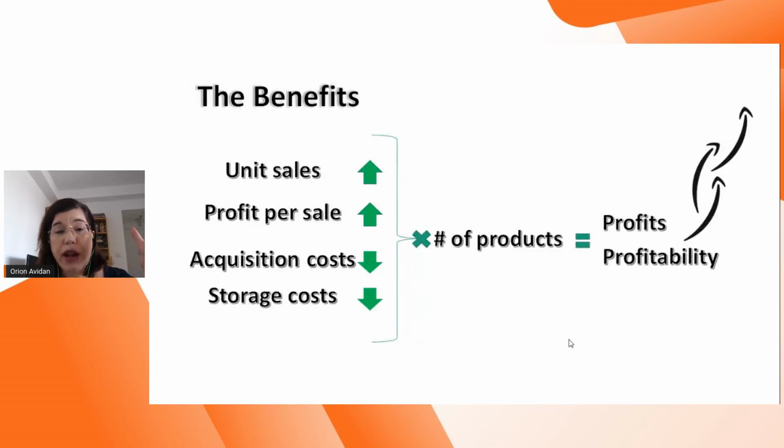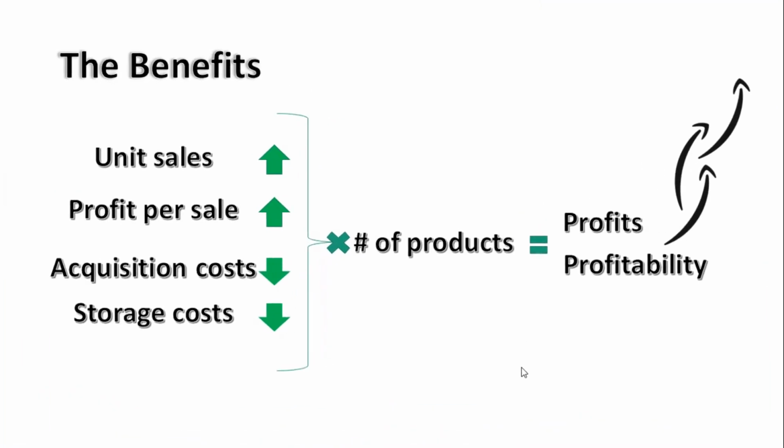And to sum it all up, the benefits will be that your unit sales will go up as you focus on good sellers. Your profit per sale will go up as you focus on good sellers that don't need so many discounts. Your acquisition costs of new customers will go down as you have a good product mix to offer and your brand becomes stronger through this. And your storage costs will go down as you balance your inventory and focus on items that move fast. Multiply that by the number of products you have, which can grow in this process, but should stay the same at least. And your profitability and your profits will start going up and up and up on the flywheel.